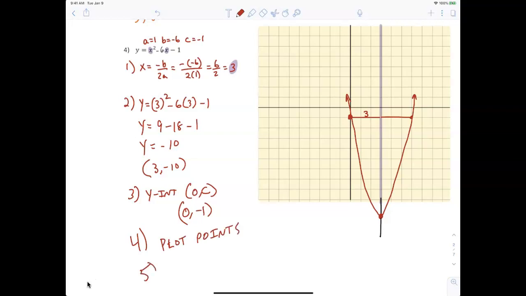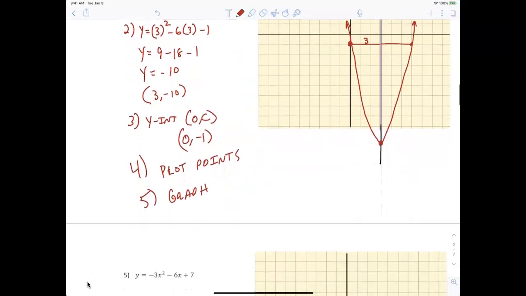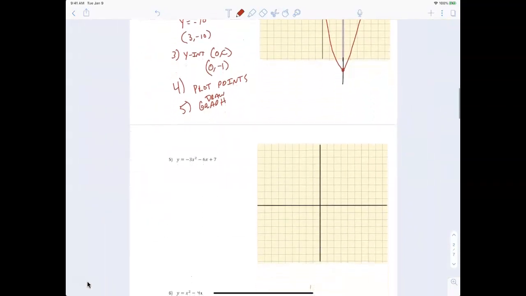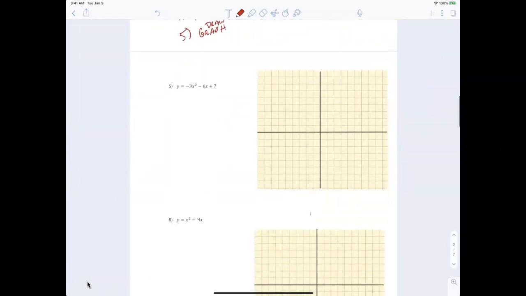And step 5 is graph points, or draw the graph, I should say. Pretty simple. Just to make sure we got it, I'm going to work a couple more with you.